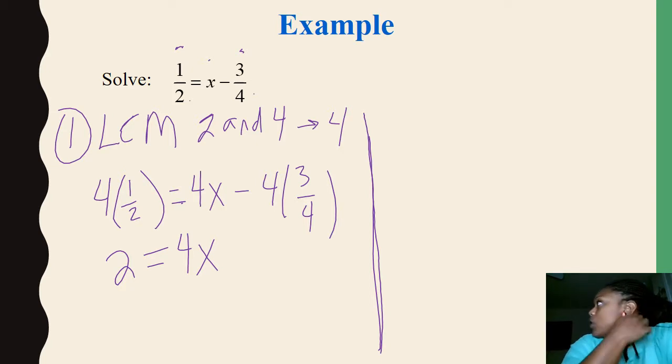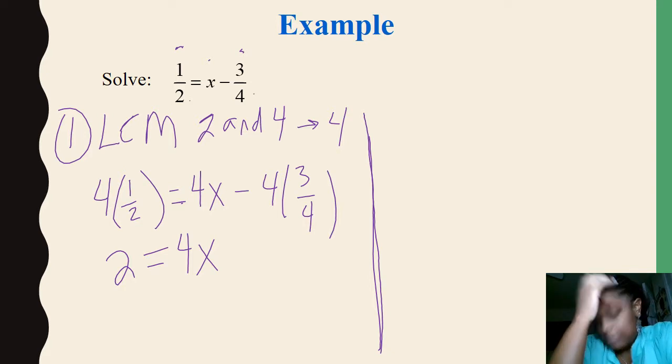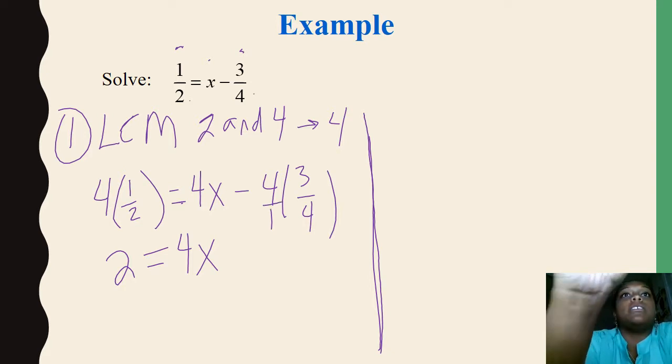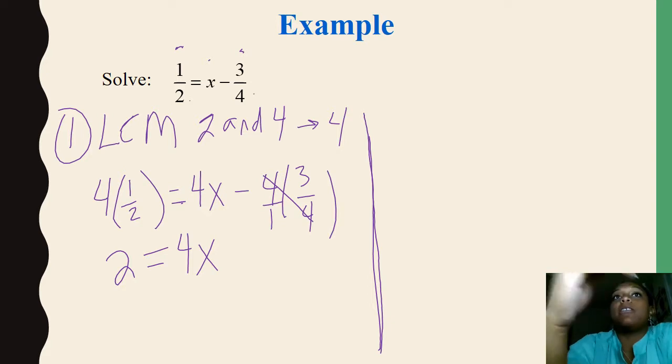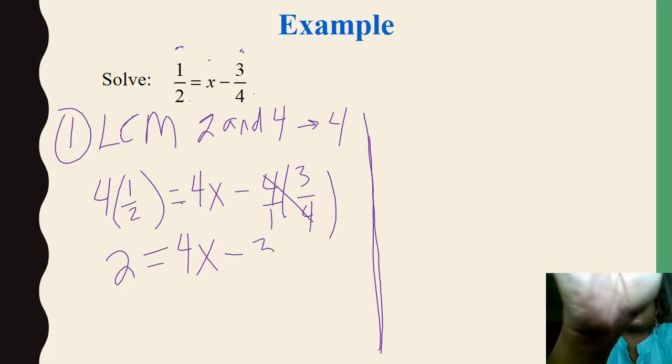And then if I have 4 times 3/4. Okay. So a way to look at this is that essentially you have 4 over 1. And if I have the same number in the numerator as I do in the denominator, they disappear because 4 divided by 4 is 1. And all I'm left with is the 3.